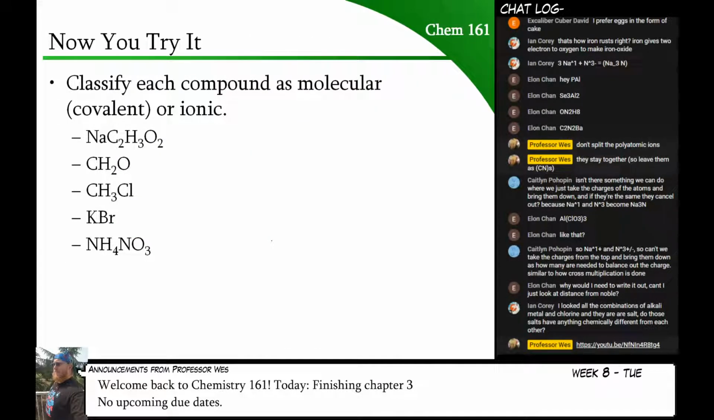So for this slide here, we'll just go over these together. Yay, there's the end. Okay. All this slide is asking us to do is classify as covalent or ionic, and really all you have to do is look for metals or look for ammonium. If you don't have those, then you're covalent.